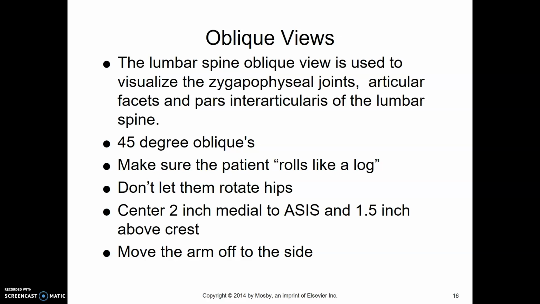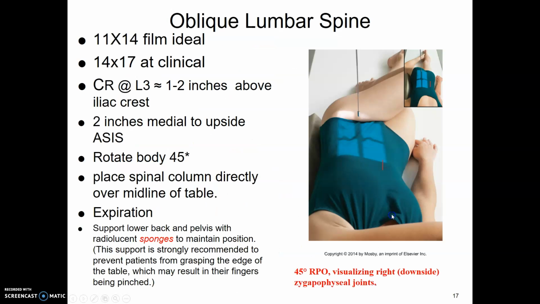Oblique lumbar spines may be ordered. We don't do these too often, but at the offsites I'm sure that they do them, and I'll show you how to do it in lab. But they're 45-degree obliques. You want to make sure the patient rolls like a log. What does that mean? You want them to roll as sort of a unit. You don't want them to kick their hips out and get their shoulders out of alignment. You want them to move completely at the same speed as well.